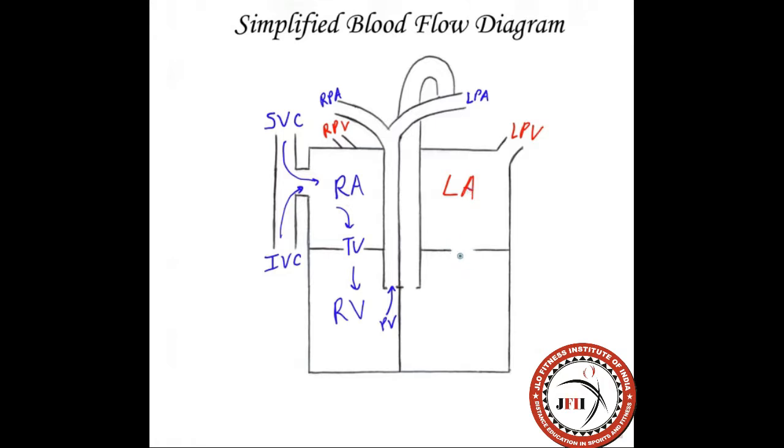And remember, this one's not tricuspid like over here. It only has 2 cusps. So this is the bicuspid valve, also known as the mitral valve. And down here is the left ventricle. This is the largest chamber in the heart. It's slightly larger than the right ventricle.